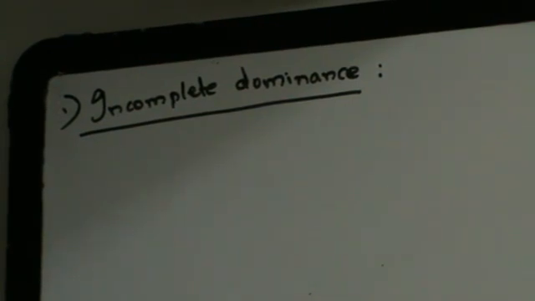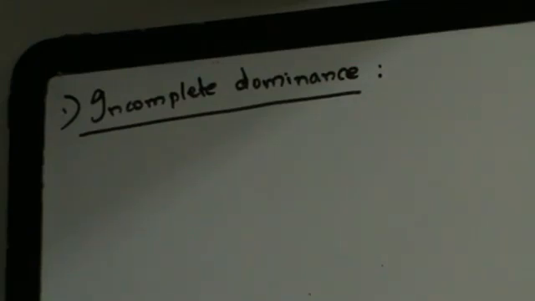So when both the characters are expressed, the expression of a trait of two pure parents as an intermediate condition in the F1 hybrid is called incomplete dominance. Here the dominant character is not able to suppress the recessive character.